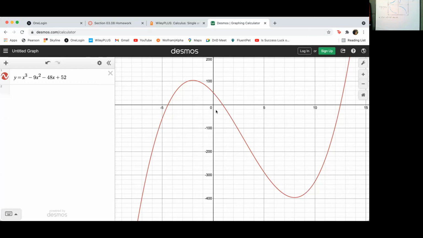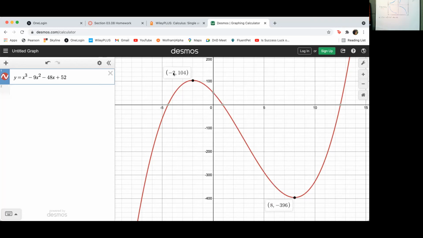It's a cubic function with a positive leading coefficient, so it definitely goes up when we're headed to the right and down when we're headed to the left. A cubic function will have at most 2 turning points, and this one has both of them. So we can see where these things are happening. There's a high point at (-2, 104) and a low point down here at (8, -396).